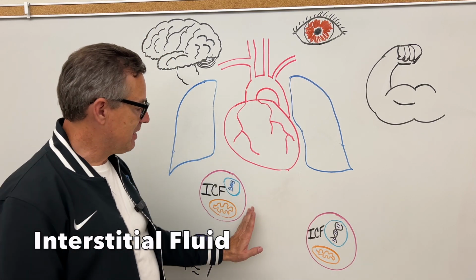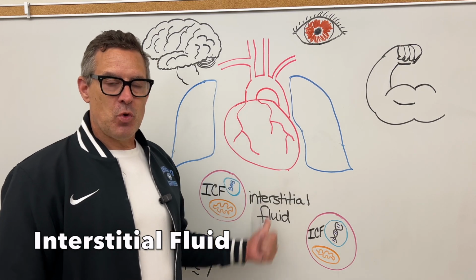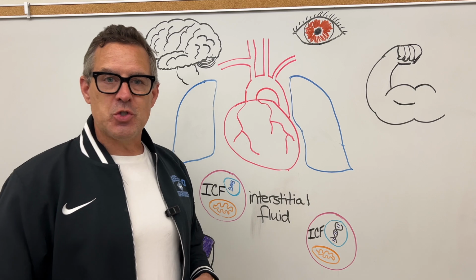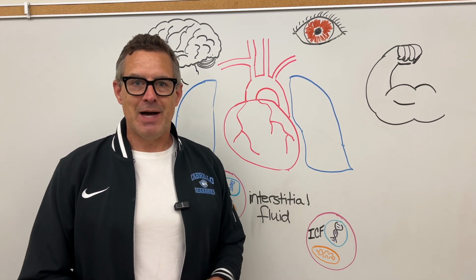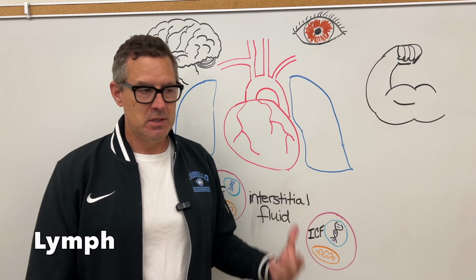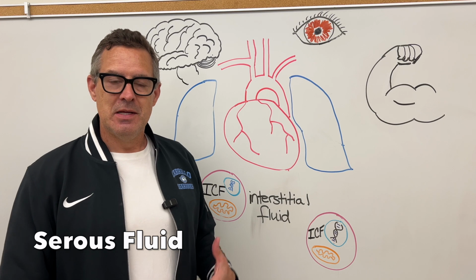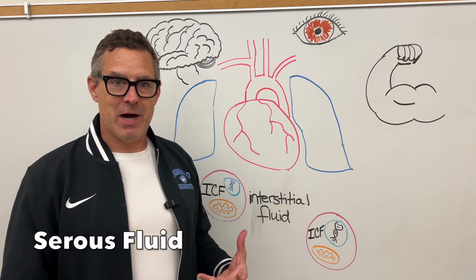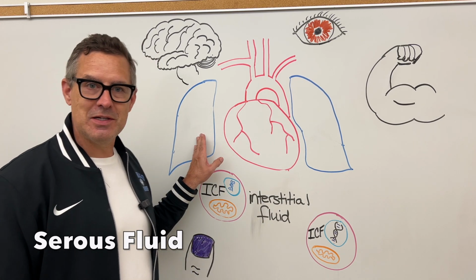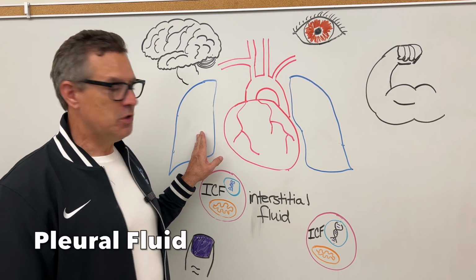Interstitial fluid, that is the fluid between body cells. So we have blood plasma, we have interstitial fluid, and there's a whole host of other fluids in the body. There is lymph fluid, which is very similar to blood plasma. We have serous fluid that protects and bathes many of our organs in our body. For example, around our lungs, we find pleural fluid, which is a type of serous fluid.